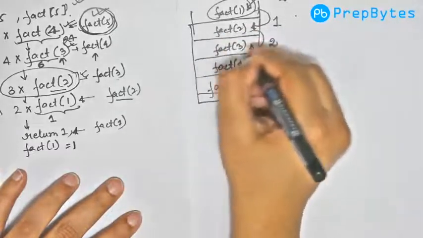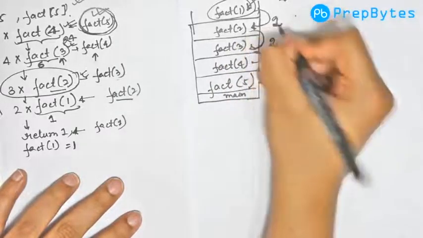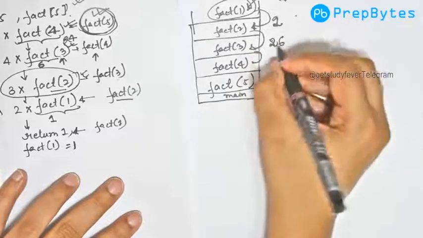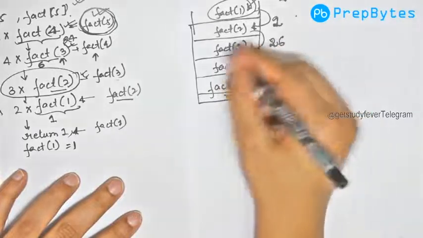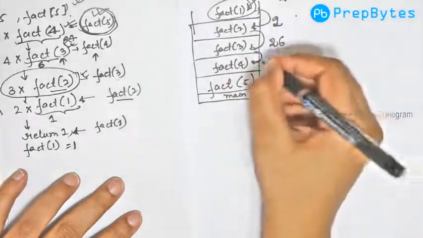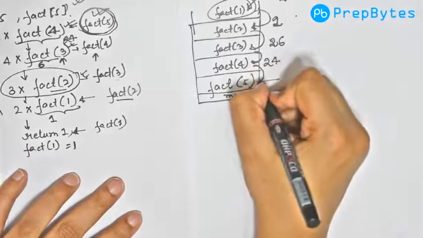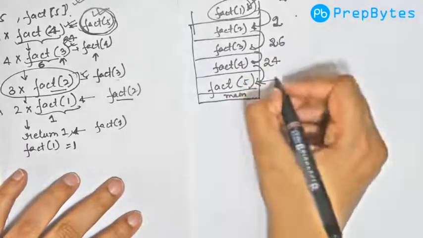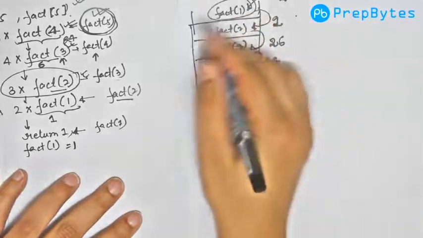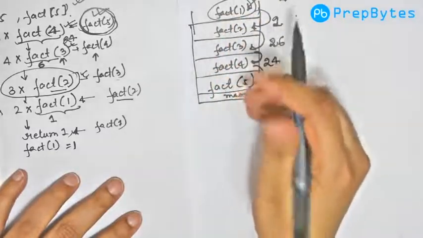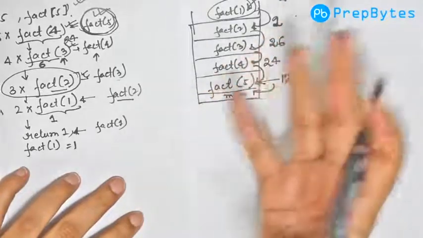After fact 3 does the execution, it returns 6. I made a mistake here: it returns 2 here and it returns 6 here. So it returns 6 to fact of 4. Fact 4 does its own calculation of n into 6, which is 4 into 6, that is 24, and this 24 is returned to fact of 5, and then 120 is calculated and returned to main, and this whole thing keeps getting deleted from the stack. So this is how recursion is represented in memory.